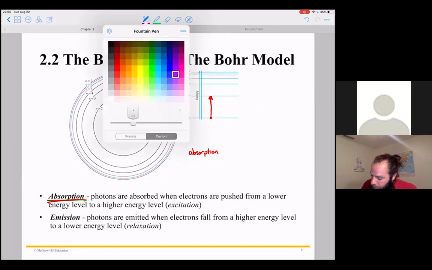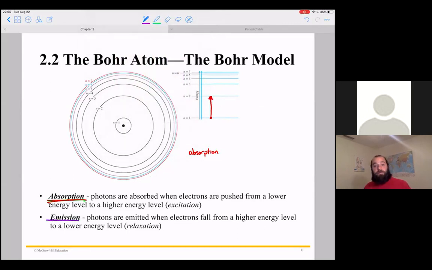Or we also have instrumentation that can see the opposite, which is you excite the electron through some means, for example, again, running electricity through it, and then you watch it relax back down through what's called emission. Okay, so we can see both photons being absorbed by atoms and photons being emitted by atoms. It just has to do with whether the electron is being excited, promoted up, or whether it's relaxing and coming back down. Okay.